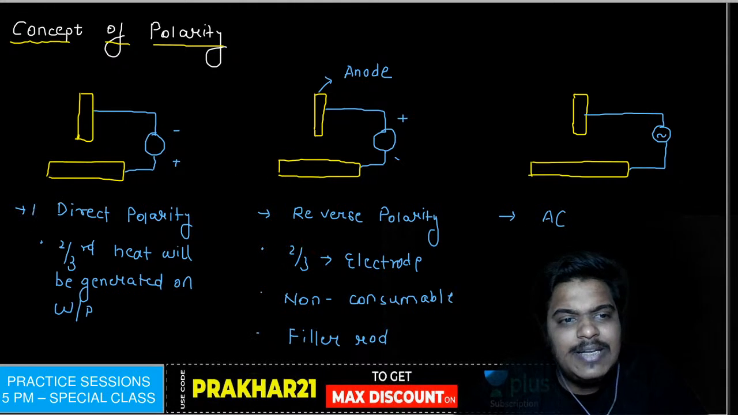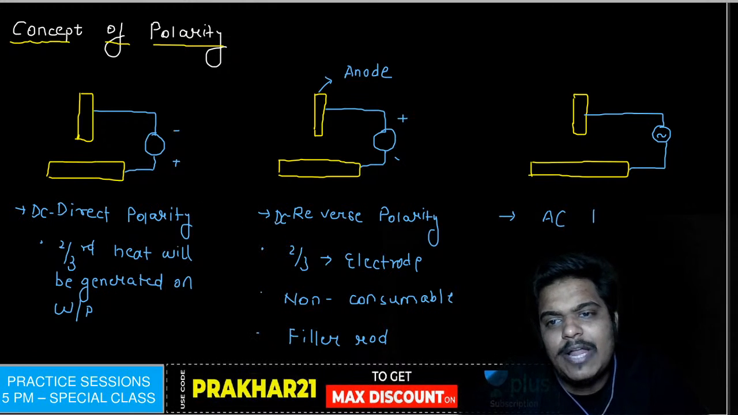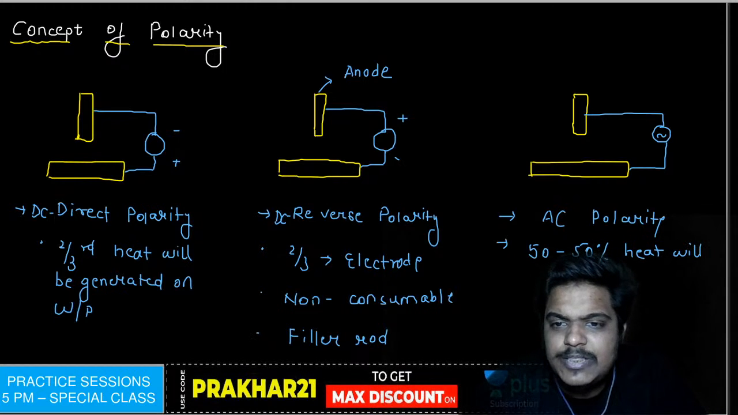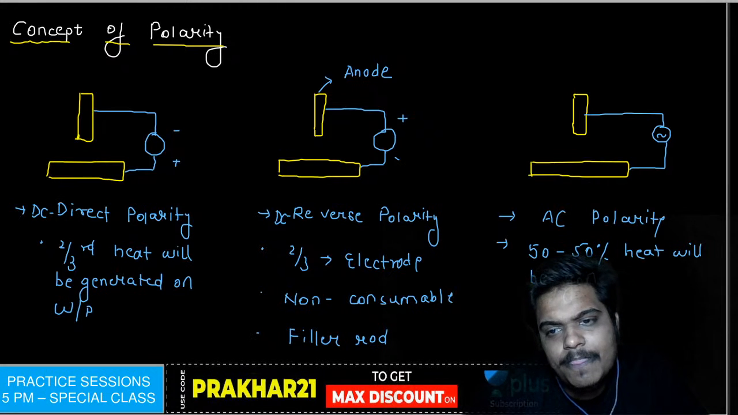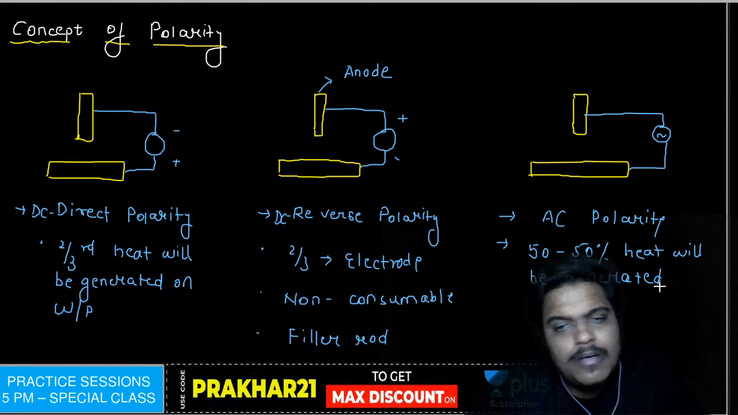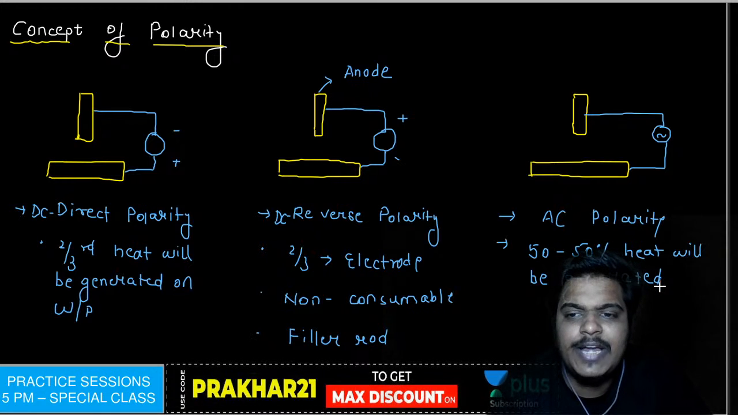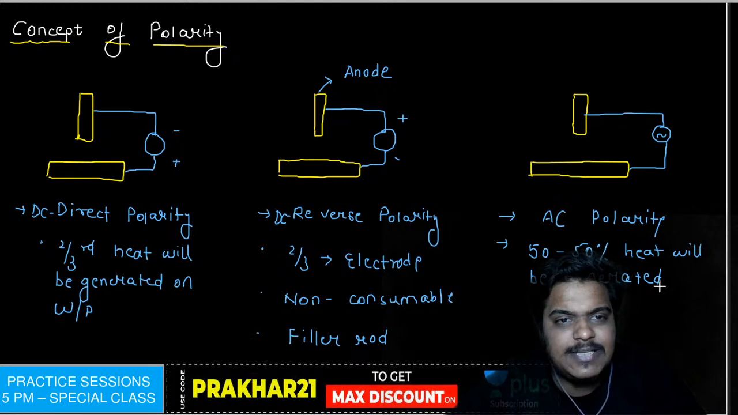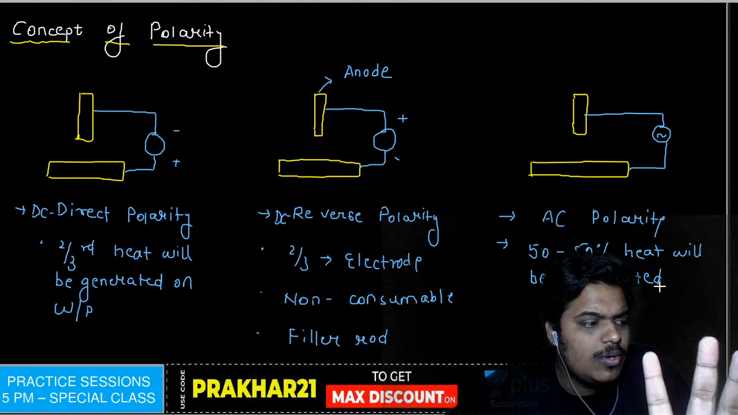This is known as DC direct polarity. This is known as DC reverse polarity. This is AC polarity. In this, 50-50% heat will be generated on both, and equal melting from electrode and workpiece takes place. Is it clear to all of you?